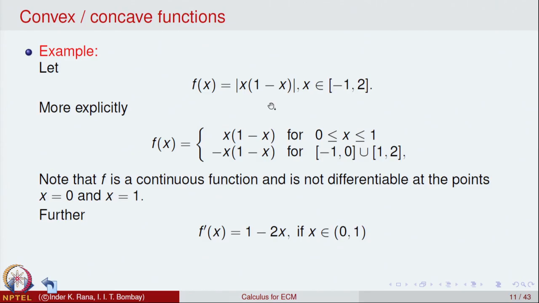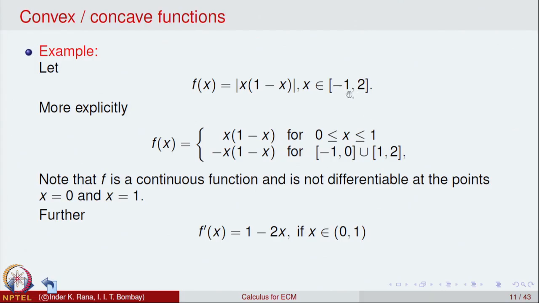So, let us assume x is between 0 and 1, because there is 1 minus x that is going to cause a problem. If x is between 0 and 1, then x is positive and 1 minus x also is positive. That will mean that the product x into 1 minus x is positive. So, the function will be defined as x into 1 minus x for x between 0 and 1.